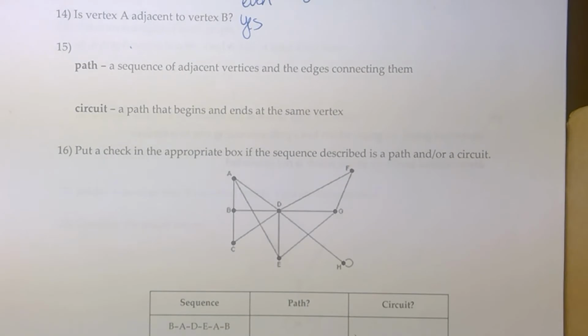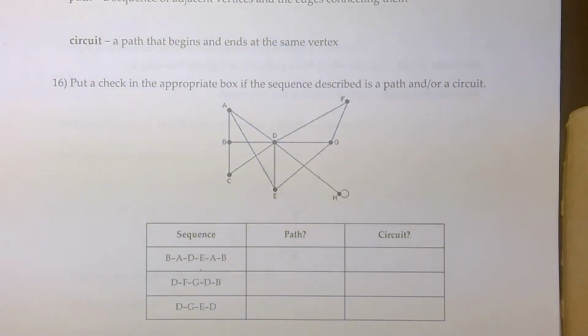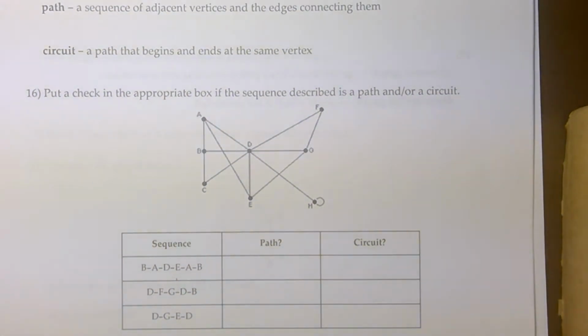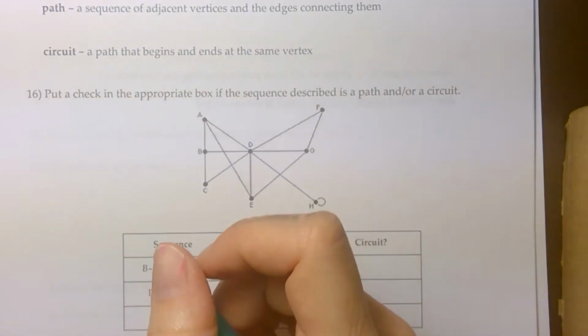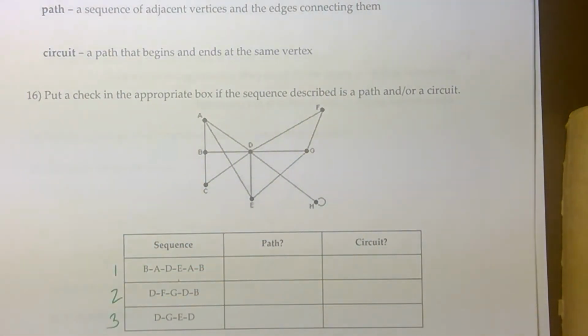All right. Put a check in the appropriate box if the sequence describes a path and or a circuit. So the first thing you need to do is check the sequence. Does it actually work? If it works, it's a path. If it is a path, it might be a circuit. If it's not a path, it can't be a circuit. Does that make sense? All right, so just looking through these, we have 3. Which one of these 3 could not be a circuit?